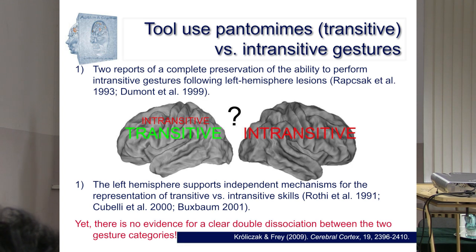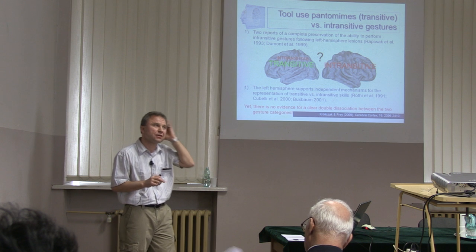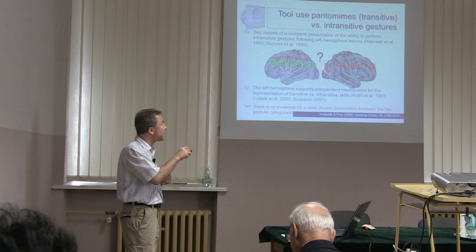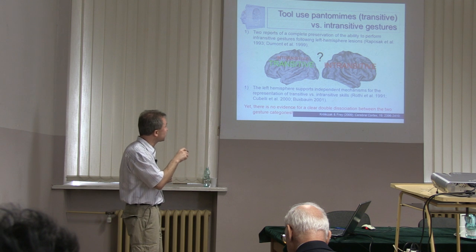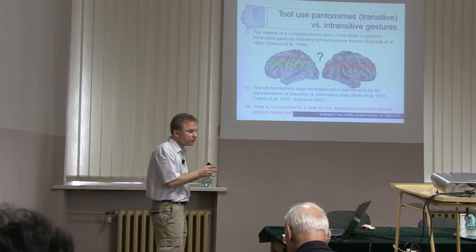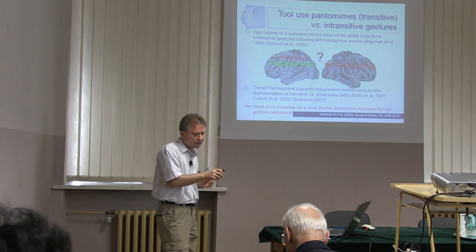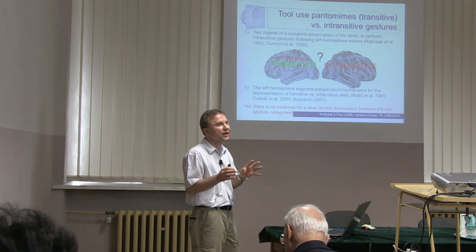And there are at least two very famous reports of a complete preservation of the ability to perform communicative gestures after massive left hemisphere lesion, which suggested, at least to some people, that communicative gestures must be at least in part or primarily represented in the right hemisphere, as opposed to the left hemisphere, which seems to be involved primarily in the control of tool use pantomimes. So there was such a claim. But no clear double dissociation between these two skills has been reported.